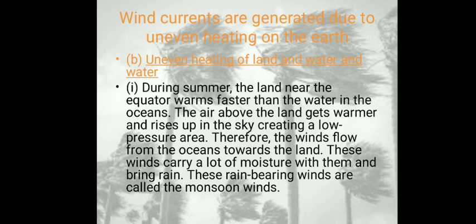Now, these winds, as they come from the oceans, carry a lot of water vapor, and therefore they bring rain. And therefore, we have rain during the summer, and these rain bearing winds are called monsoon winds. So, we have this rain during the summer, which is brought by the monsoon winds.